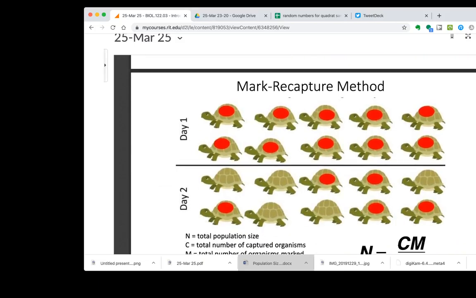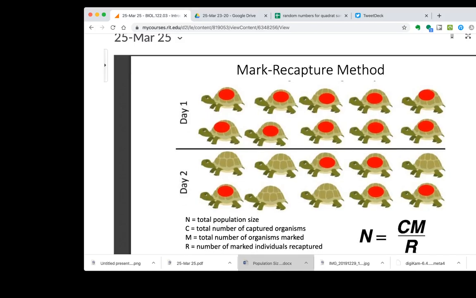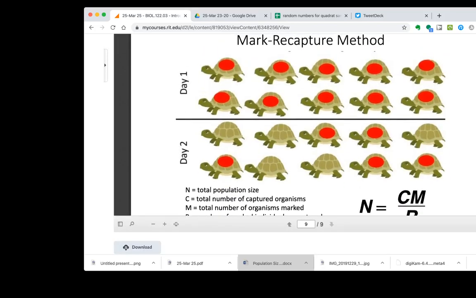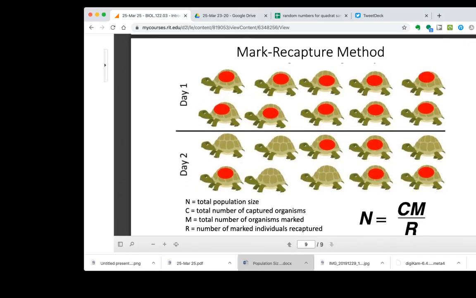Another really interesting way that we're going to work on next Monday is the mark recapture method. I'm not going to talk too much about this, but this is a way that you can estimate the population of different organisms that move around. It's pretty neat because it's a pretty simple but powerful method for estimating the size of a population.